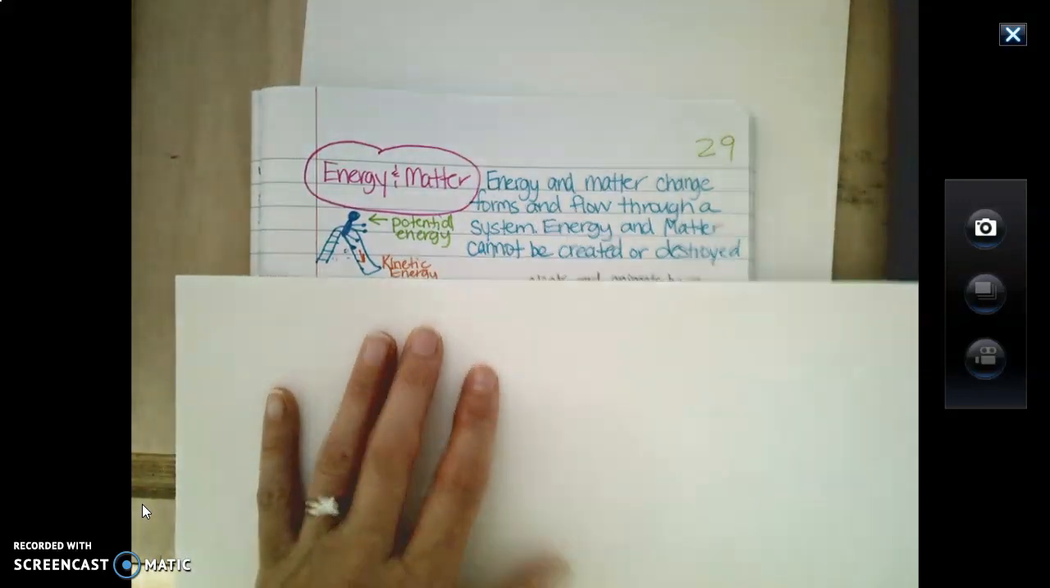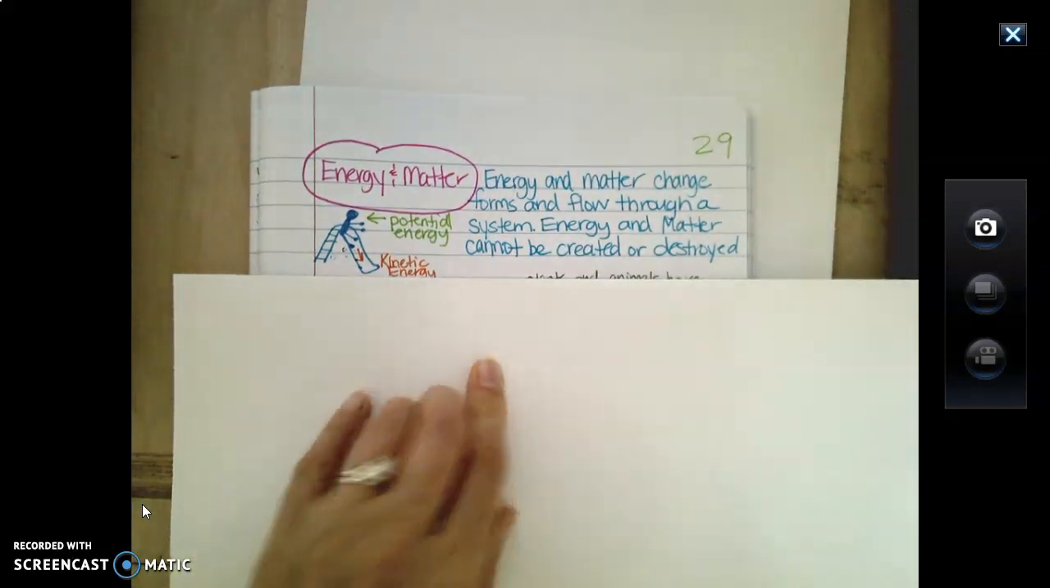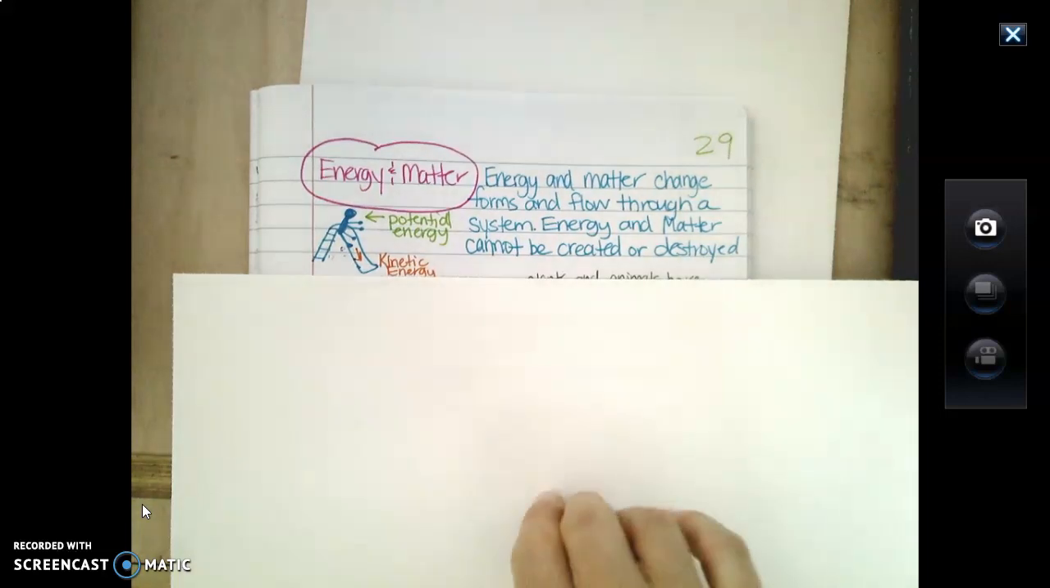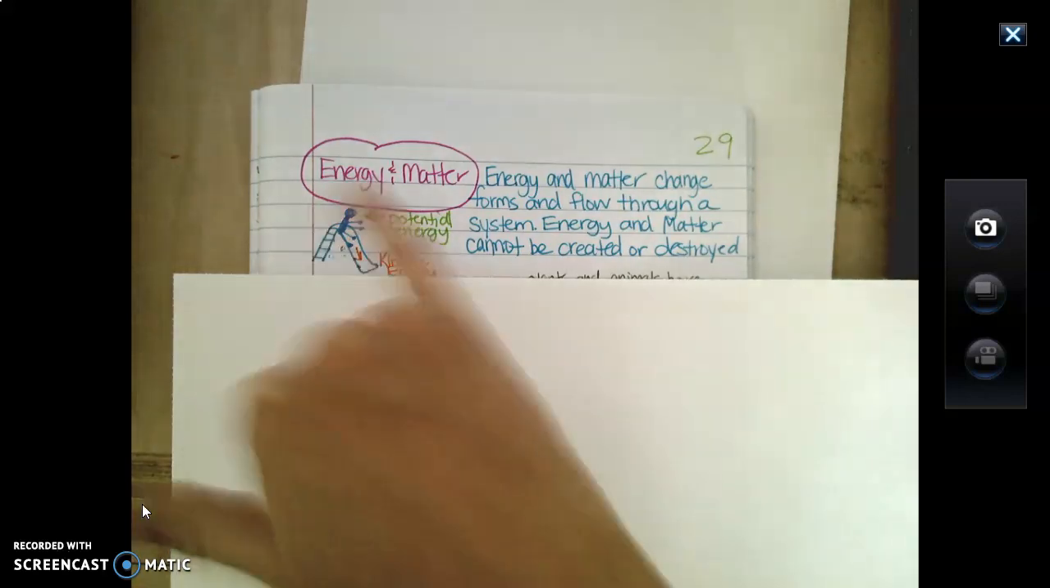Energy and matter. Energy and matter change forms and flow through a system. Energy and matter cannot be created or destroyed. That's the law of conservation of energy, okay, and the law of conservation of mass. So I like this example right here.